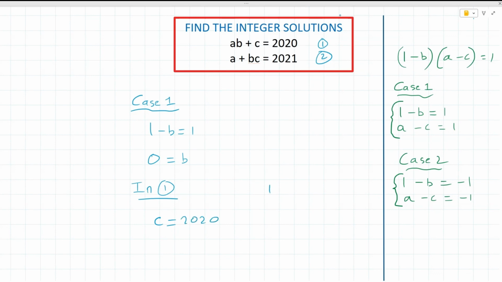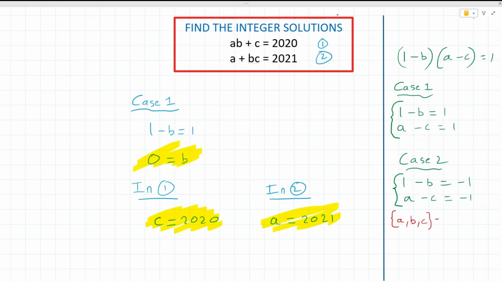And if we do the same thing with equation 2, we should be able to find a value as well. So BC will go to 0 and A will be equal to 2021. So this gives us a triplet of solutions, 0 for B, 2020 for C, and 2021 for A. So we can write that triplet down here just to make sure that we have it. So the number set A, B, C, the first solution set, is going to be equal to 2021 and 0 and 2020.